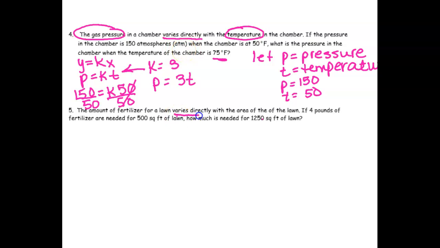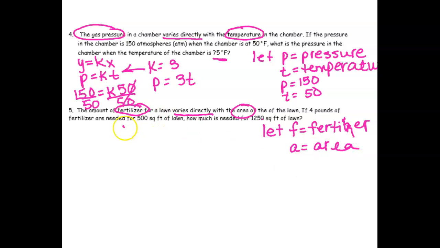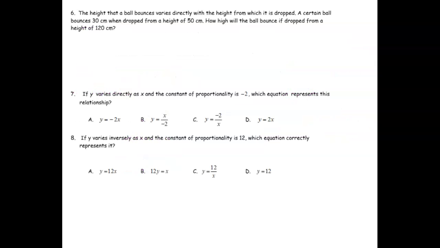Okay, this one's going to vary directly. So the fertilizer is going to vary directly with the area. So maybe I would use let F equal the fertilizer, and A be the area. And since they vary directly, the fertilizer will vary directly with the area. You can set it up like that. Okay, get your K. So find K, plug it back in here, and then make your prediction for 1,250 square feet of lawn. Okay, so that's how the next word problem would work.